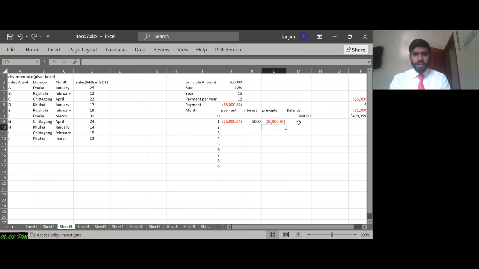After that we also calculate the balance. Here the balance is M8, so press equal, M8, and then plus L9, and press enter. After that we can see that the balance is 4,98,999.